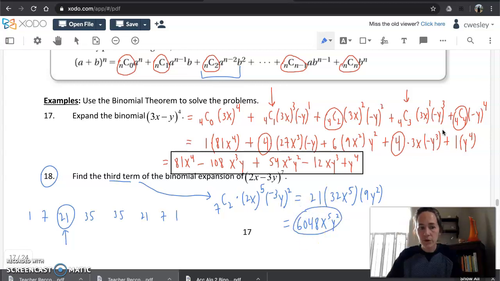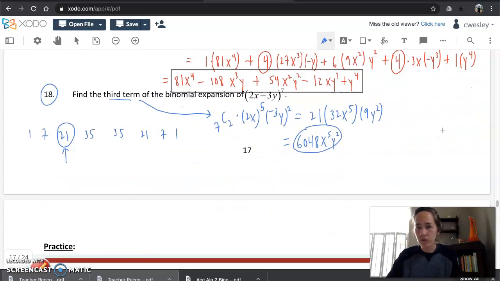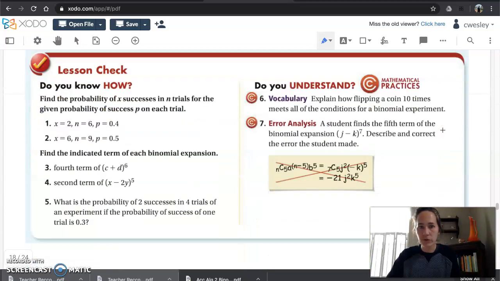You'll see some good practice with this and other binomial distribution review moving forward with the examples that I'm going to direct you to. If I just flip over to the next page, we could help solidify this on page 18 with this lesson check, questions 3 and 4. Notice both of these, neither of them have you actually expand out the binomial. Instead, it's directing you to a specific term again.